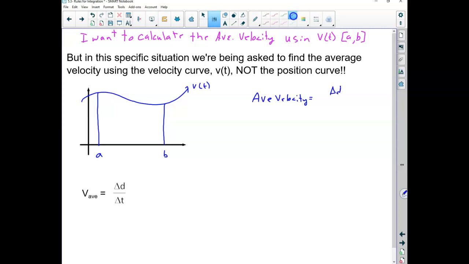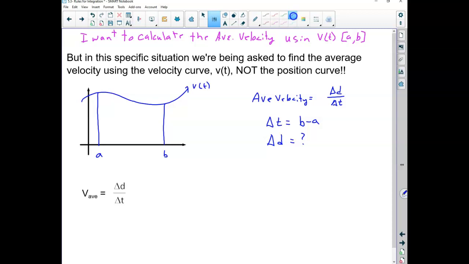It's still my change in displacement divided by my change in time, right? Where my change in time, it's still my B minus A value. But the question is, how the heck am I coming up with my change in displacement? Where is my change in displacement coming from my velocity curve? Okay, well, let's think about this now.